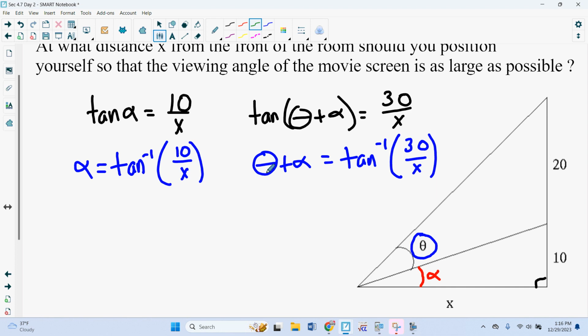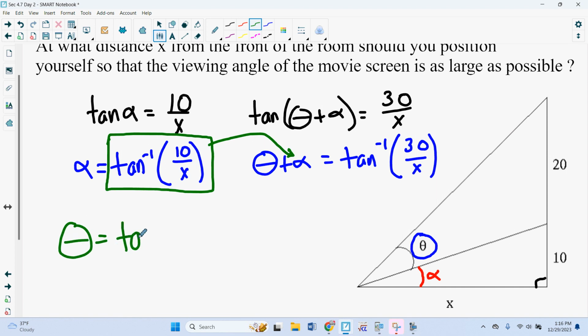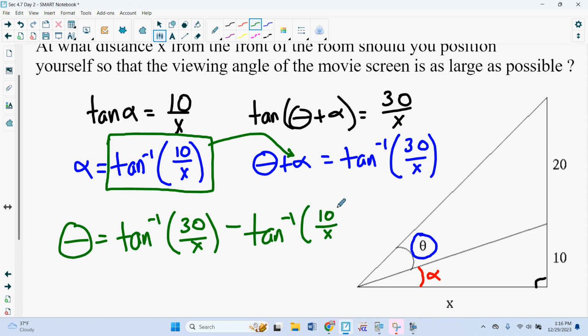Now, we want to find just theta. So I'm going to take this whole value here, which is alpha, substitute it into here, and then subtract it to the other side, which gives me my equation for theta: theta is equal to the inverse tangent of 30 over x minus the inverse tangent of 10 over x. And I now have my equation for theta that I can maximize based on x.